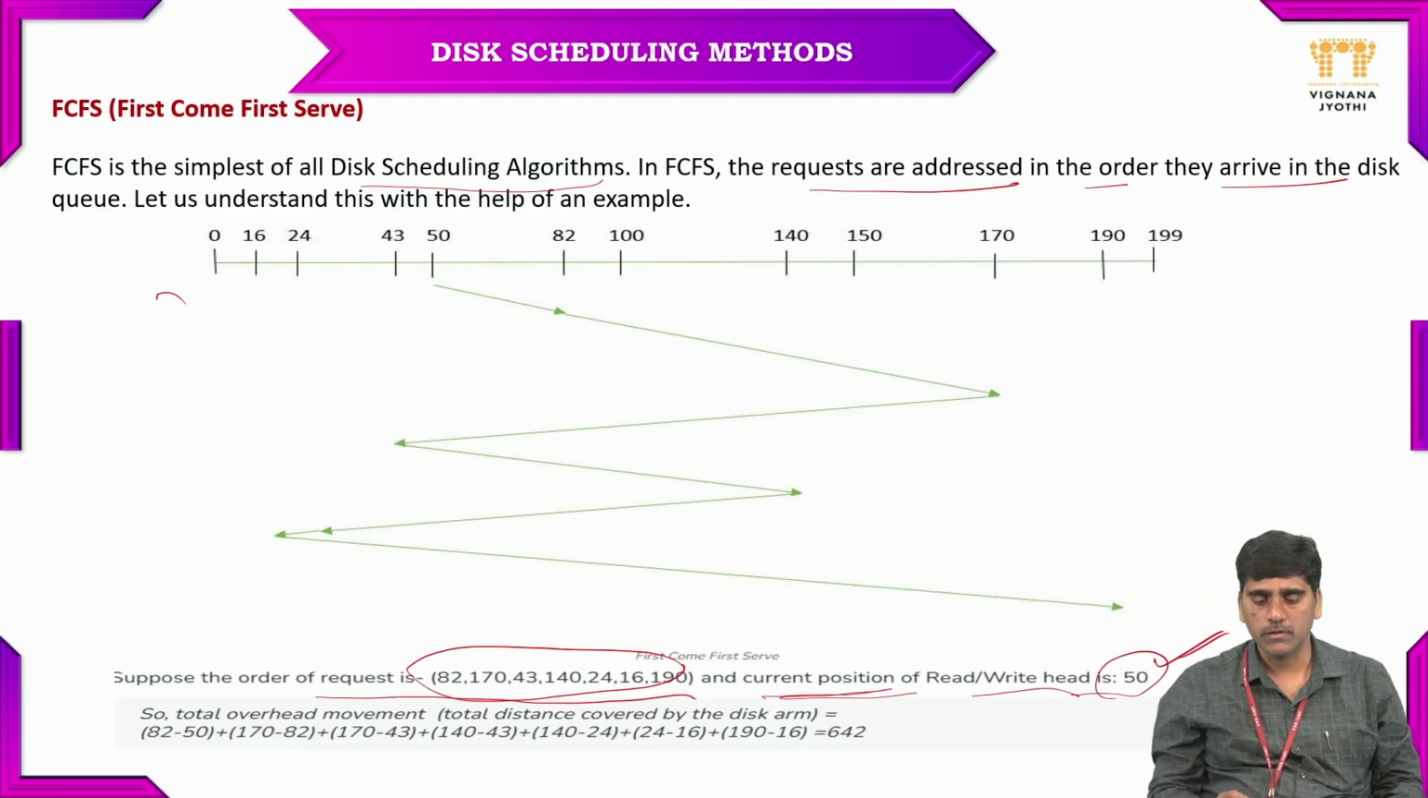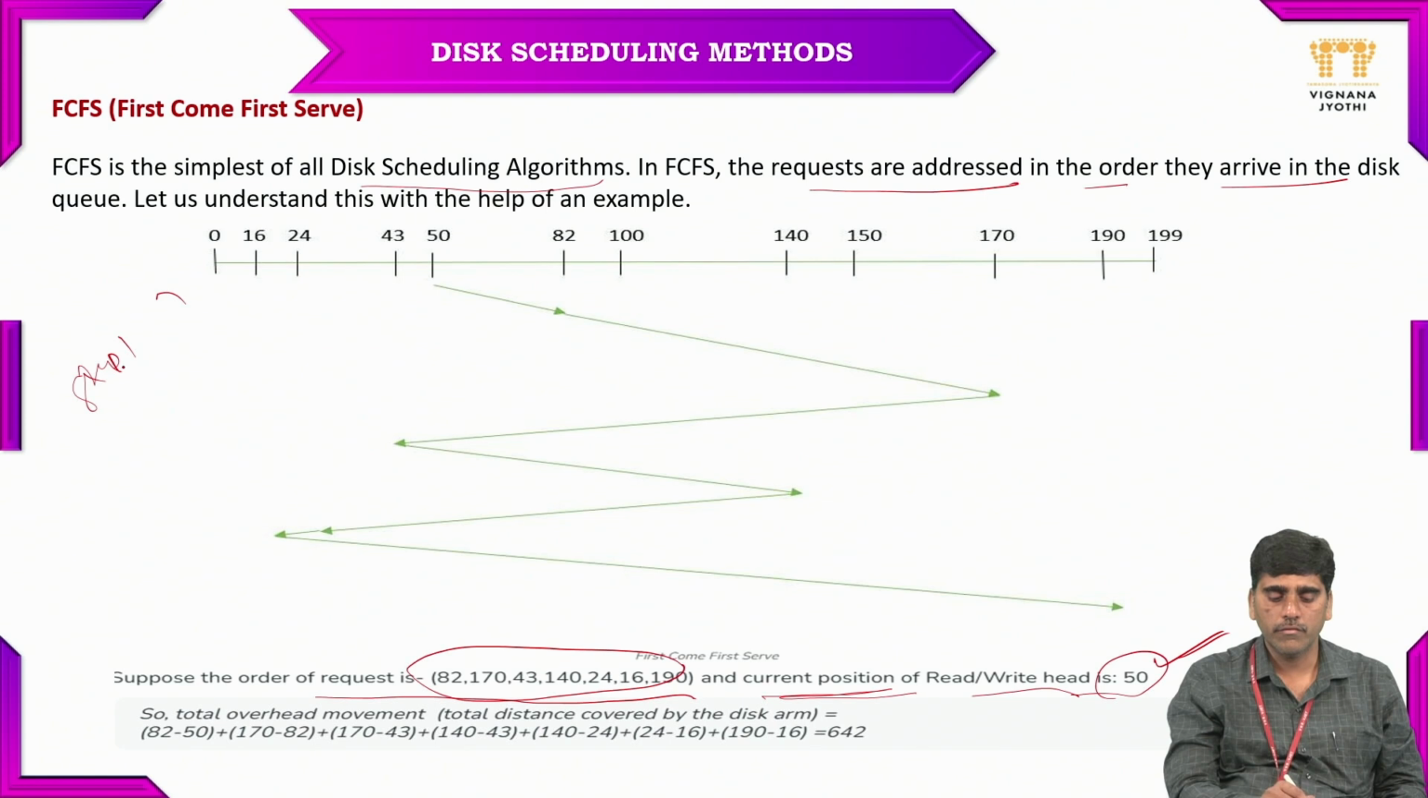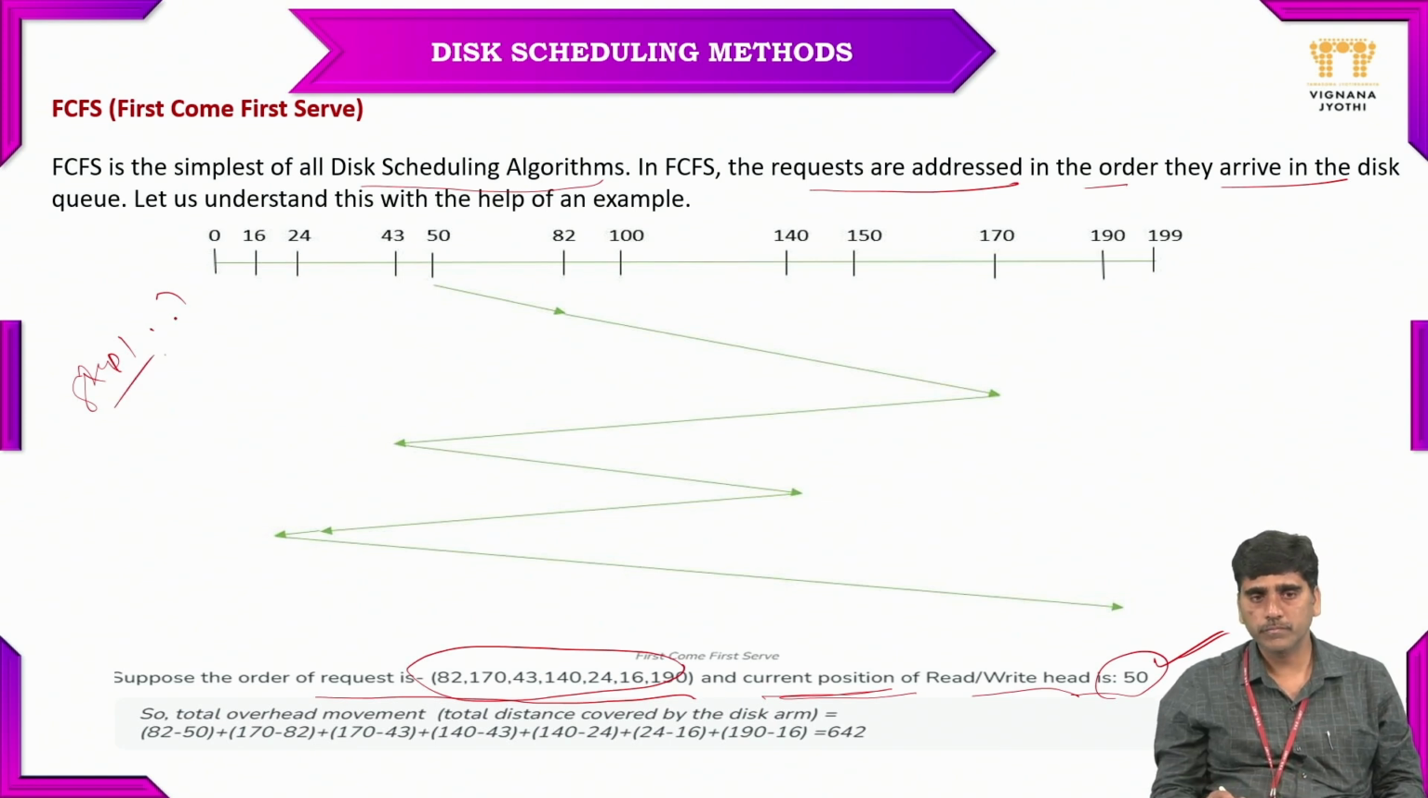So how does it perform? For this purpose, the first step is to draw this diagram. Here 0 is there, 16 we have to write, 24 we have to write, 43 we have to write, and 50 we have to write, because 50 is the head position. The next, 82, is also from the order of requests, and 100 is one of the positions, and 140 is a request, and 150, 170, 190, all of these are the requests that we have mentioned.